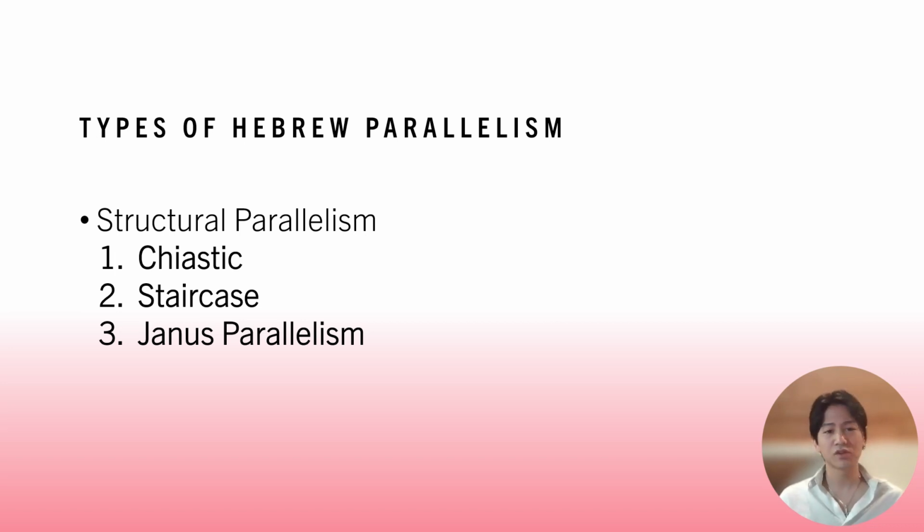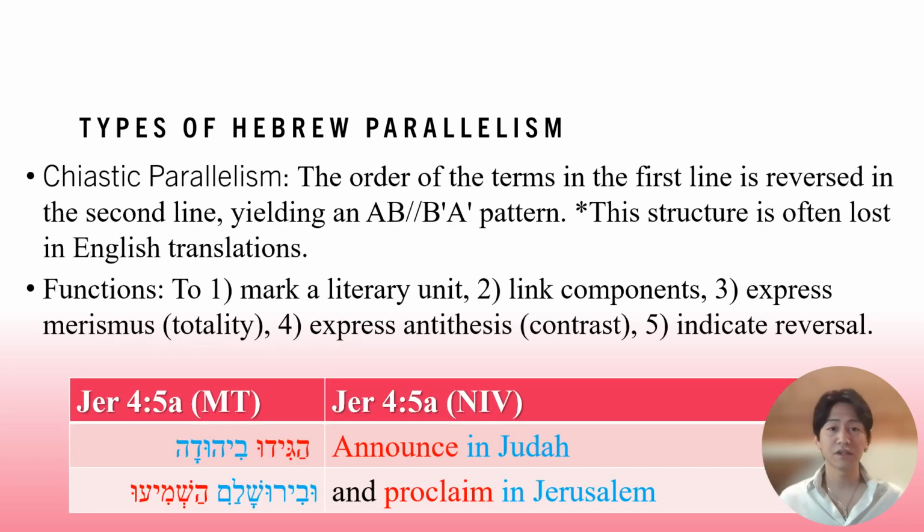Here we're going to be talking about structural parallelism, and I'll introduce you to only three. First one, chiastic; second one, staircase; and third one, Janus parallelism. Chiastic parallelism is when the order of the terms in the first line is reversed in the second line, yielding an A, B, B apostrophe, A apostrophe pattern. This structure is often lost in English translation because maybe it doesn't make sense or the wording feels a little bit uncomfortable or unnatural for English speakers.